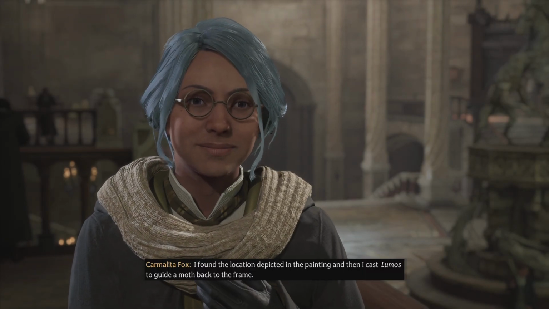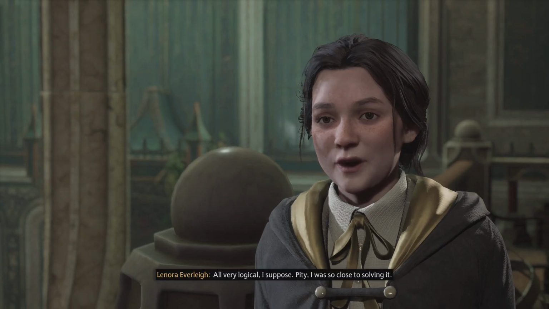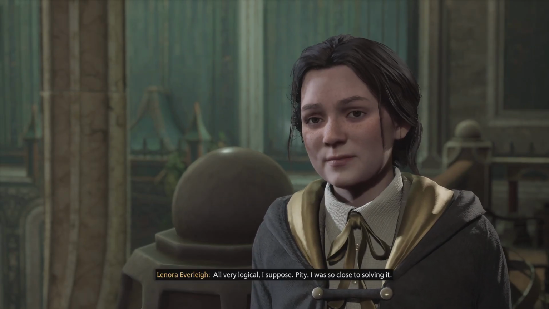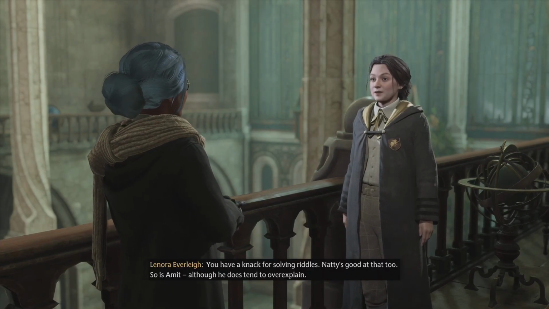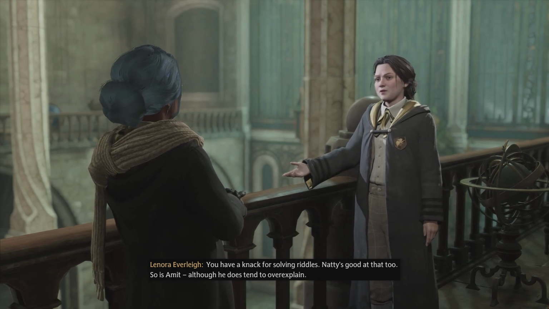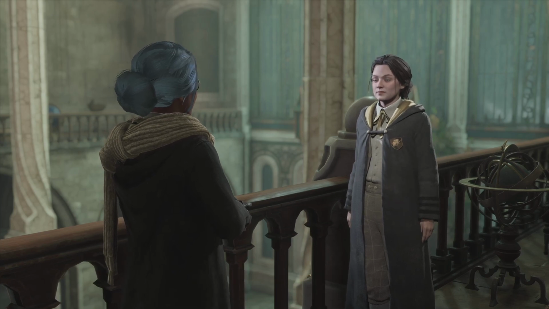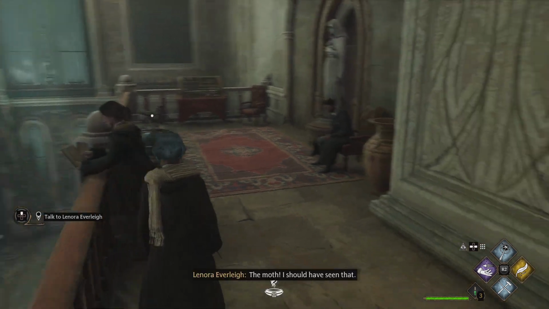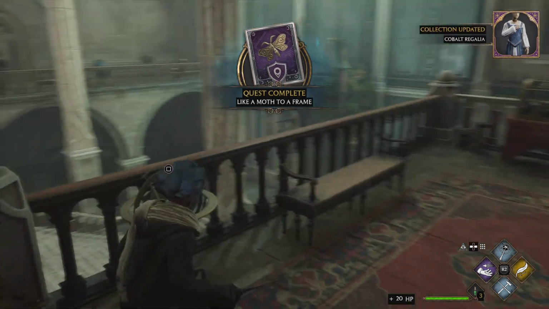I found the location depicted in the painting, and then I cast Lumos to guide a moth back to the frame. All very logical, I suppose. Pity I was so close to solving it. You have a knack for solving riddles. Natty's good at that too. So is Amit, although he does tend to over-explain. Well, I'm glad someone figured it out. The moth! I should have seen that. Honestly, I don't know how you missed it.